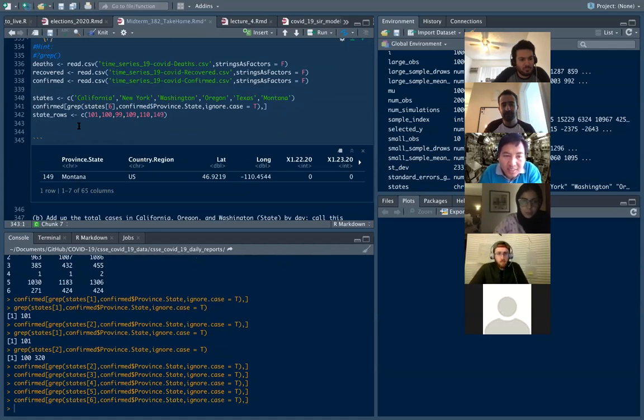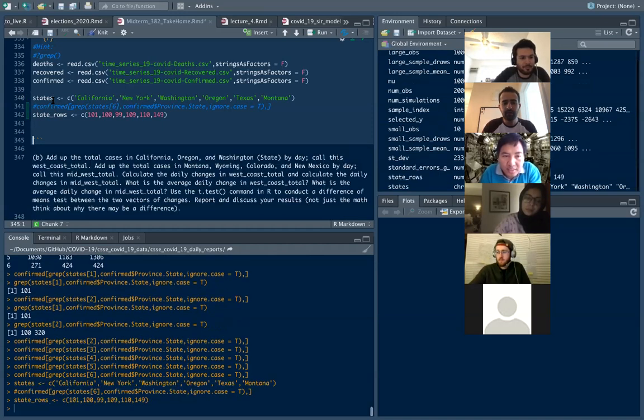Okay, so this was kind of annoying, but this is actually the state of the data that we're dealing with, right? They have some counties, they have actual states. It's kind of all over the place. So you need to go through and check and do a search to make sure you're finding the right data. Okay, so these are the actual rows that we want to use: 101, 99, 109, 110, 149. Those will give us the data for those specific states.